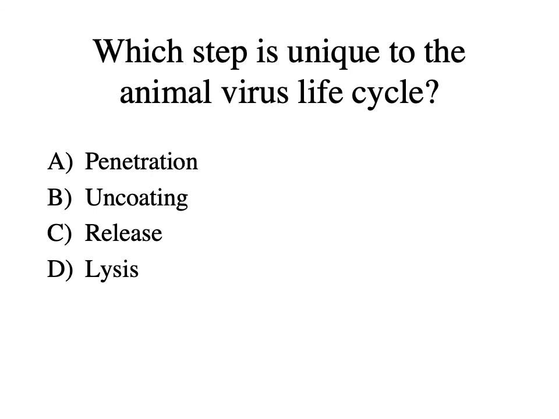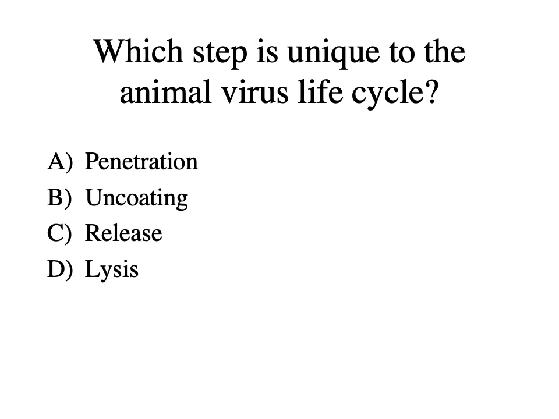Remember, it comes into the host cell via endocytosis or fusion with the membrane. It pulls in part of that membrane and wraps up its genetic material. In order to begin biosynthesis, it has to uncoat. It has to take off that membrane layer and uncoat itself so it can get to its genetic material. Uncoating, B, is unique to the animal virus life cycle.